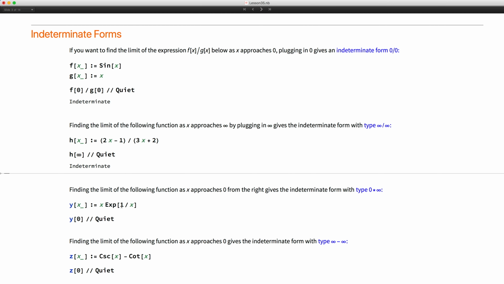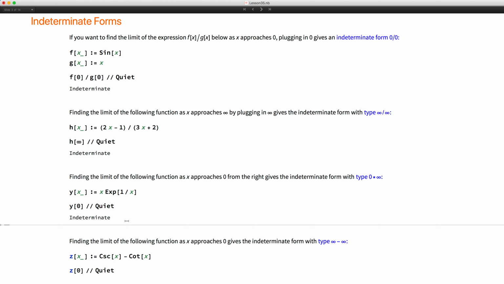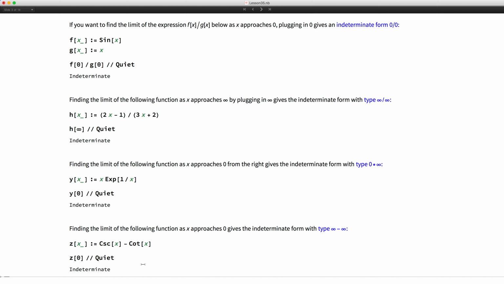And next, if you take the function y over here, then at 0, you have a 0 times infinity from here. So that's an indeterminacy of the type 0 times infinity. So when you try and evaluate it, you get back indeterminate. And finally, if you take the function z, that's cosecant x minus cotangent x, and again at 0, you have infinity minus infinity. That's a problem. So when you try and evaluate it, you get back indeterminate. So the point is that you will have situations in which the system gives you back indeterminate, and then the question is, how do you find limits in such cases?